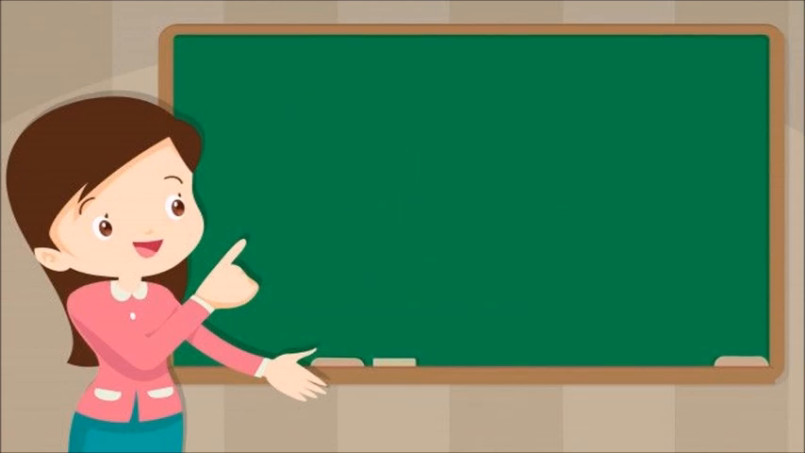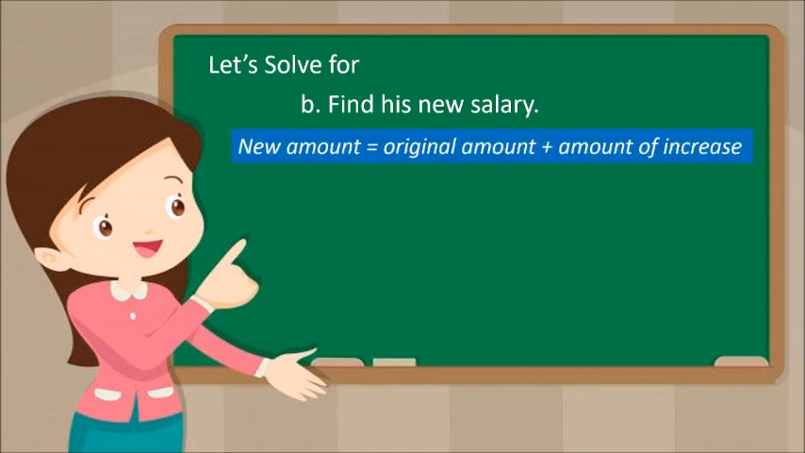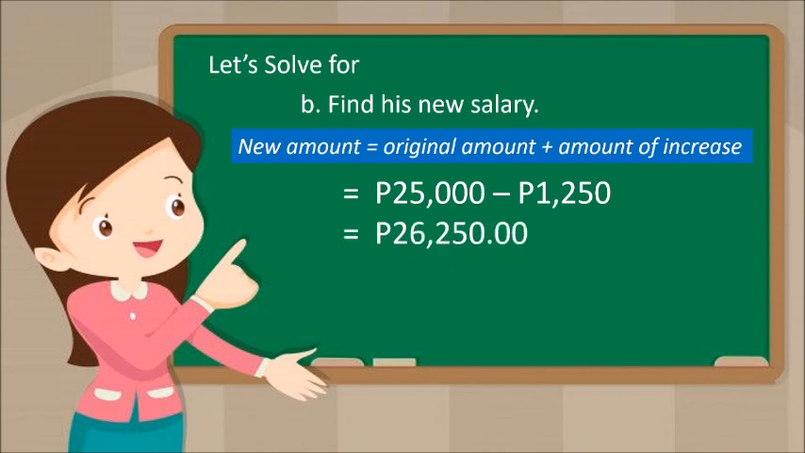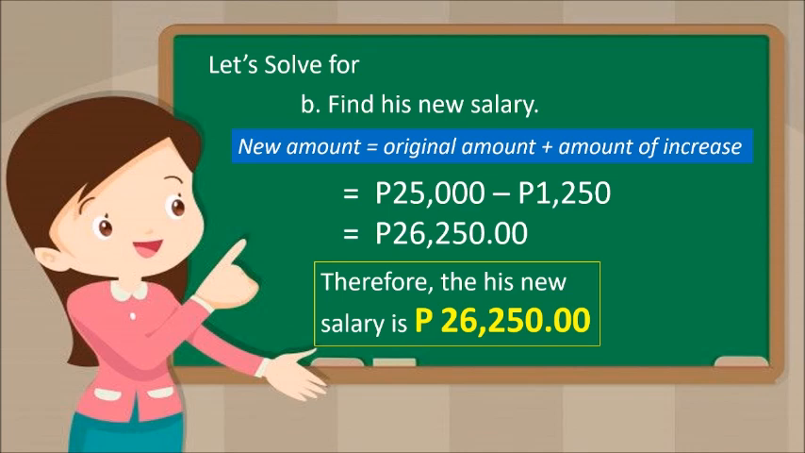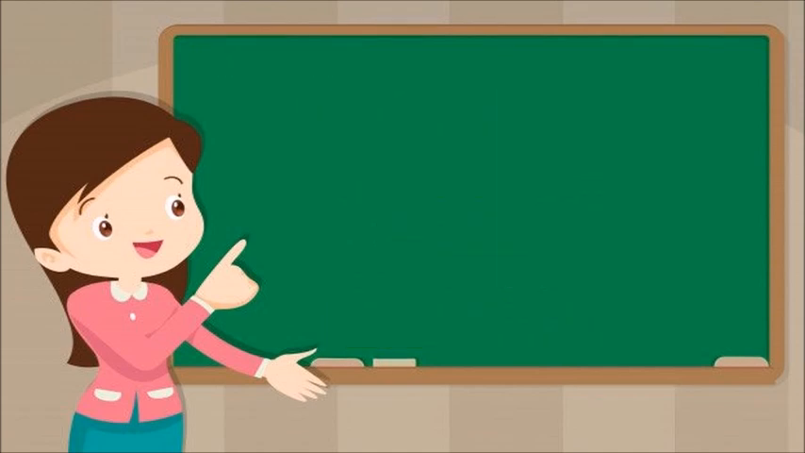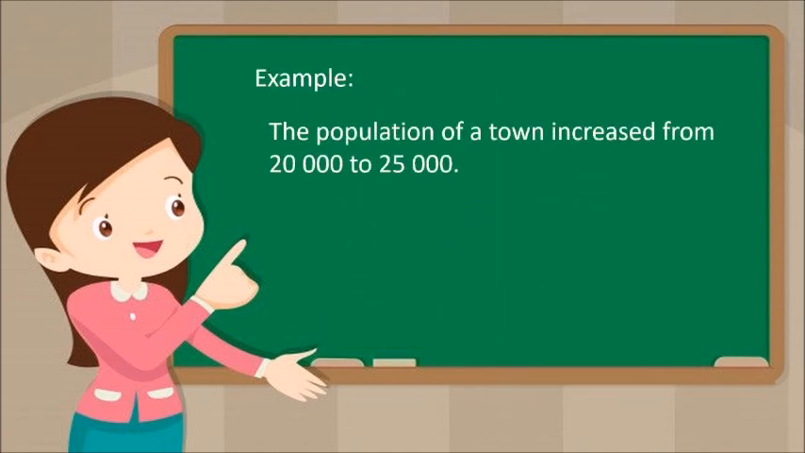Next, let's solve for his new salary. New amount is equal to the original amount plus the amount of increase, where the original amount is 25,000 plus the amount of increase, which is 1,250 pesos. So we have 26,250. Therefore, his new salary is 26,250 pesos.